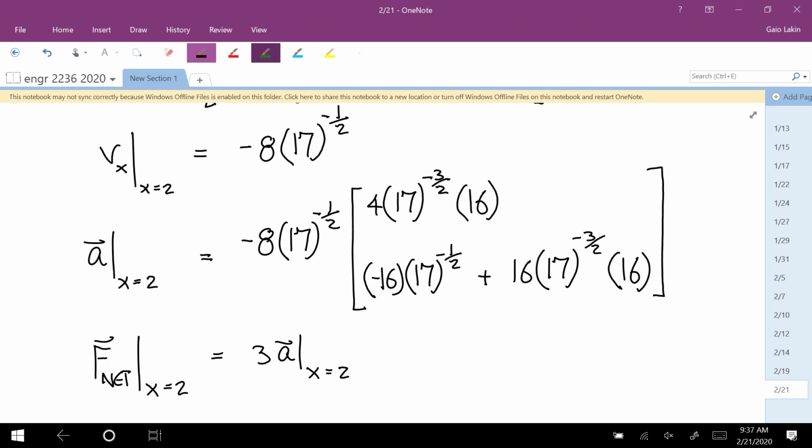This last statement, what does that mean? F net evaluated at x equals 2 equals 3. Yeah, because it said that the mass of the object is 3 kilograms. So this is the mass.